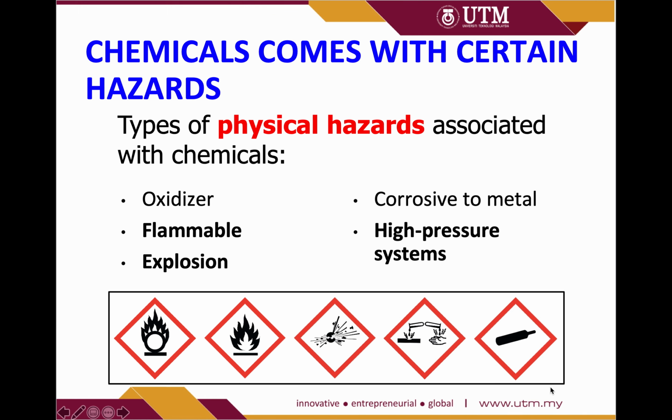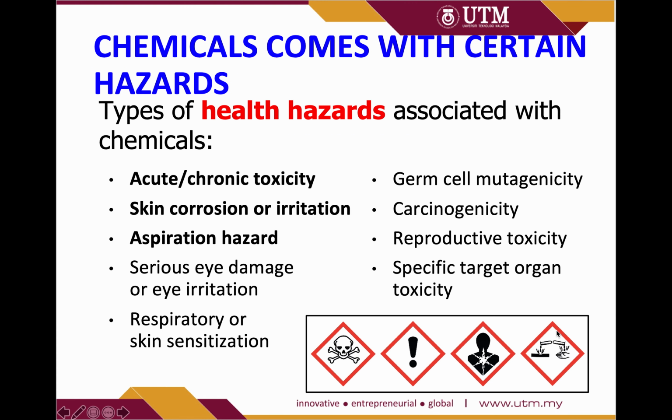So chemicals come with certain hazards. There are two types of hazards for chemicals: physical and health hazards. There are 5 physical hazards, such as oxidizer over here by the signage, flammable, explosive or explosion, corrosive to metal, and of course high pressure system, usually more or less related to gas. For the health hazard, it is by these 4 signs, as you can see over here: poison or toxicity, the irritant, something that is causing harmful damage to the health, and of course corrosive, another corrosive over here.